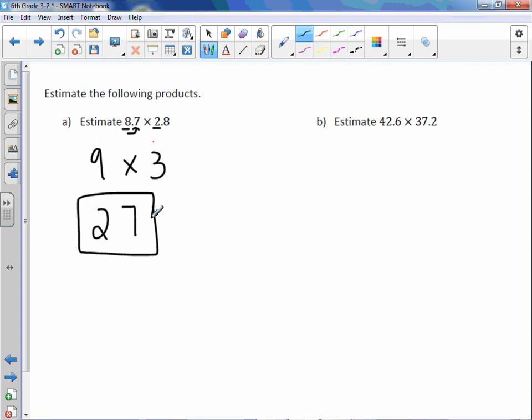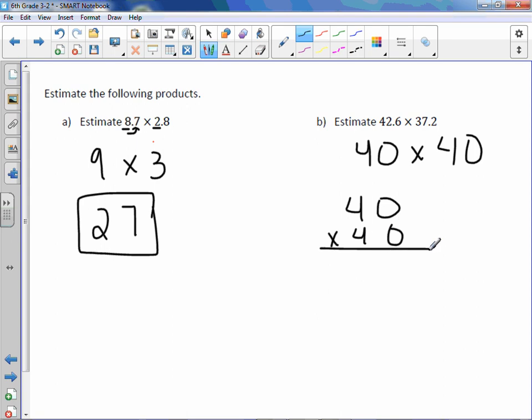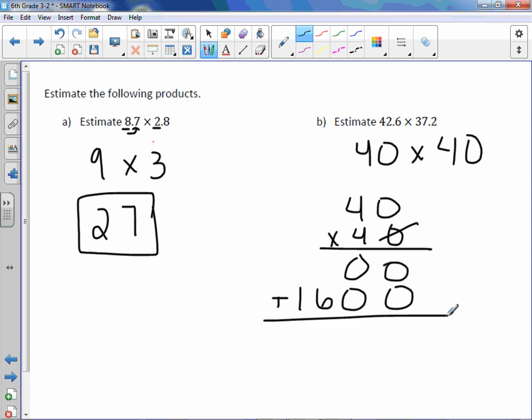Letter B, let's round to the nearest tens place. 42.6 is closest to 40, then 50, times 37.2 is closest also to 40 instead of 30. So 40 times 40, don't forget your placeholder, is 1,600.